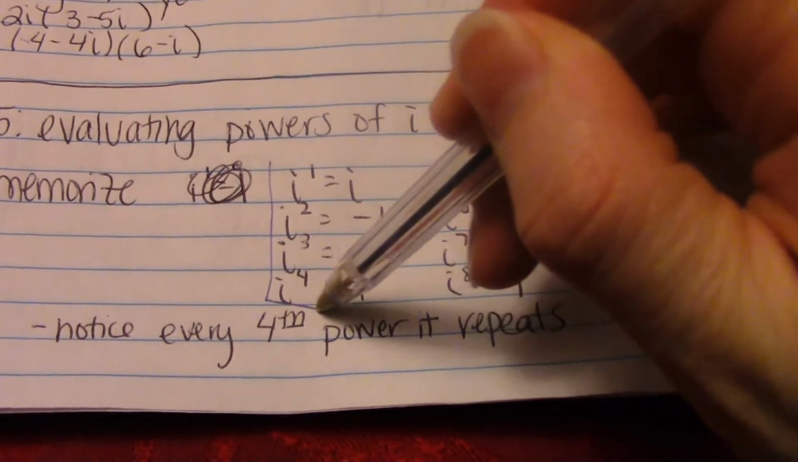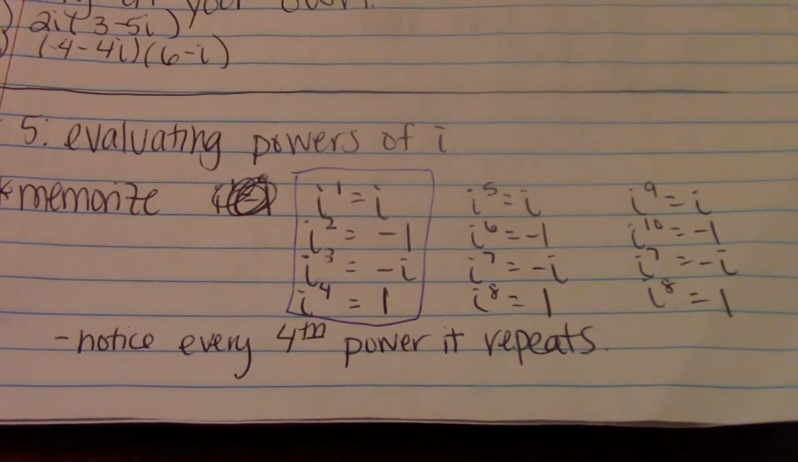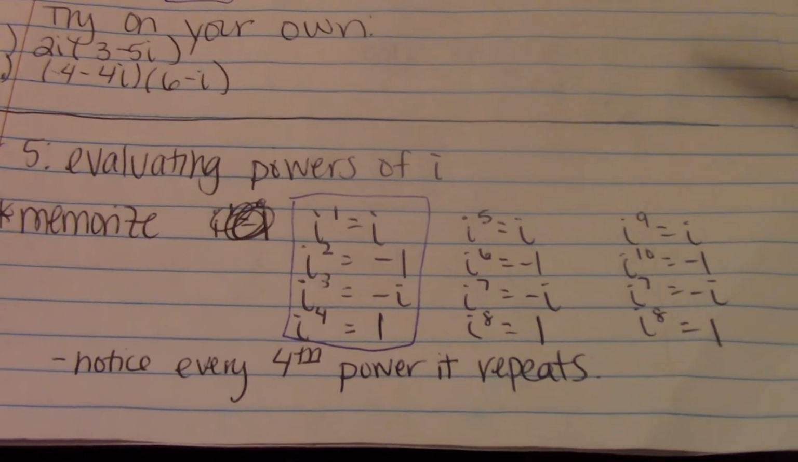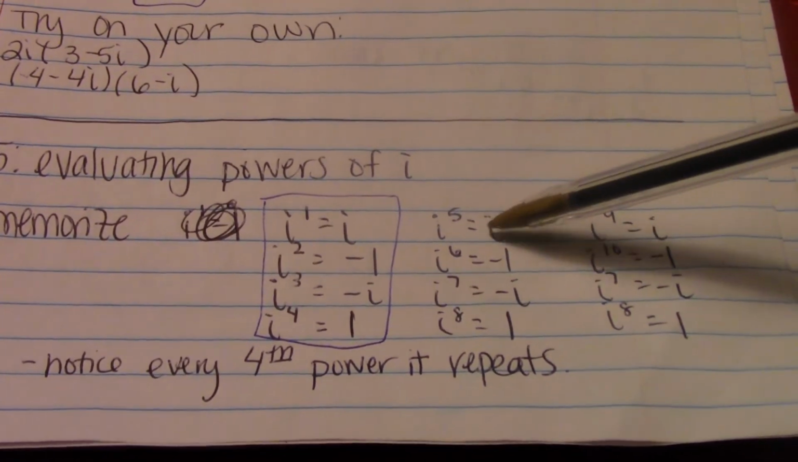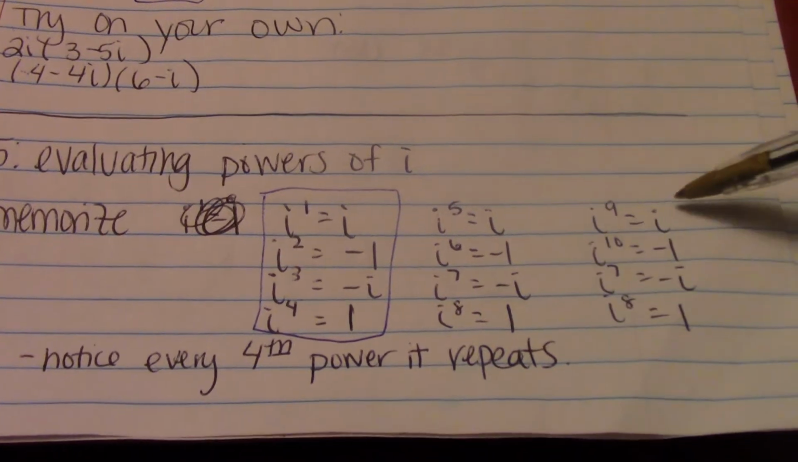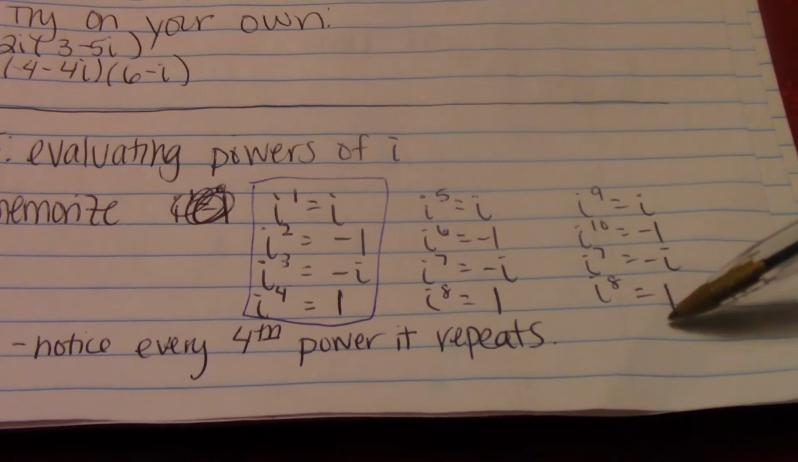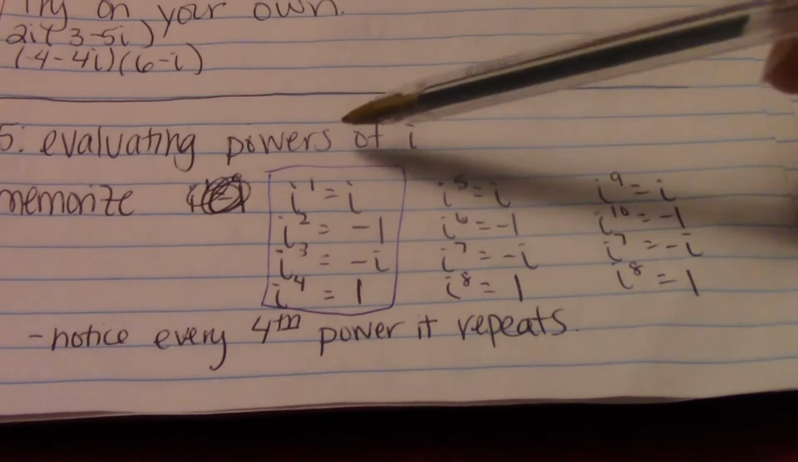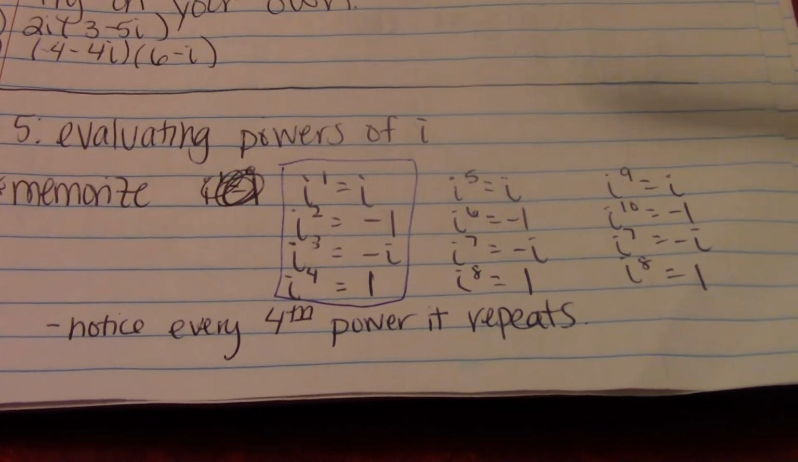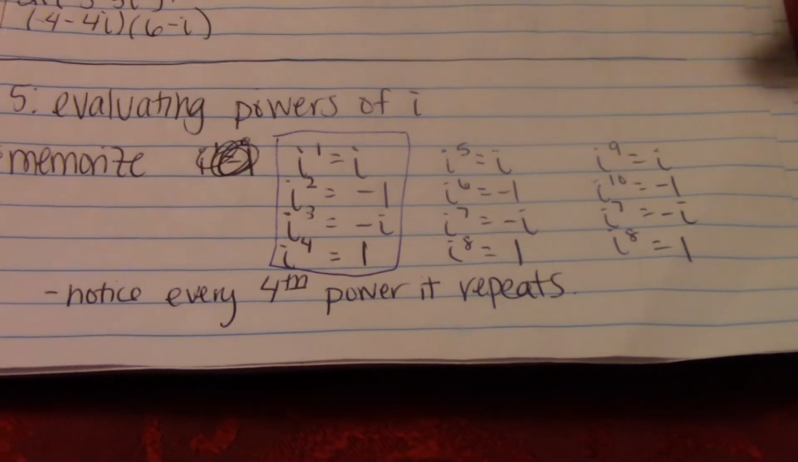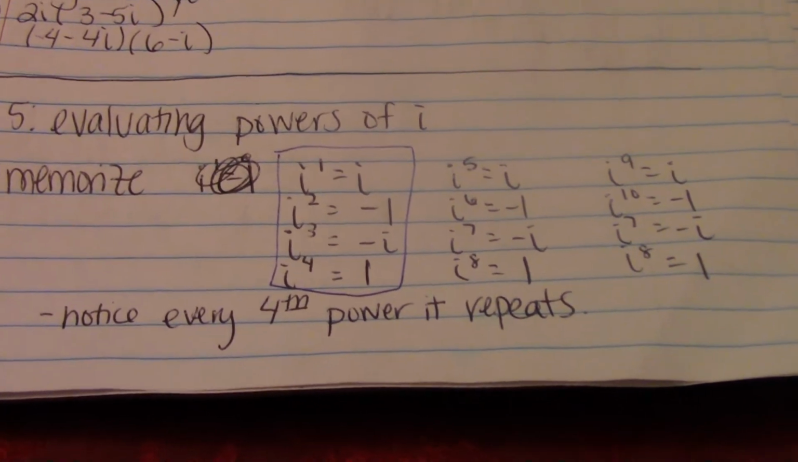So if you know this column right here, you're going to be able to figure this out. Because notice that it then goes i, -1, -i, 1, i, -1, -i, 1. So if you memorize this, then you will know all of the rest of them, no matter how big the exponent is.